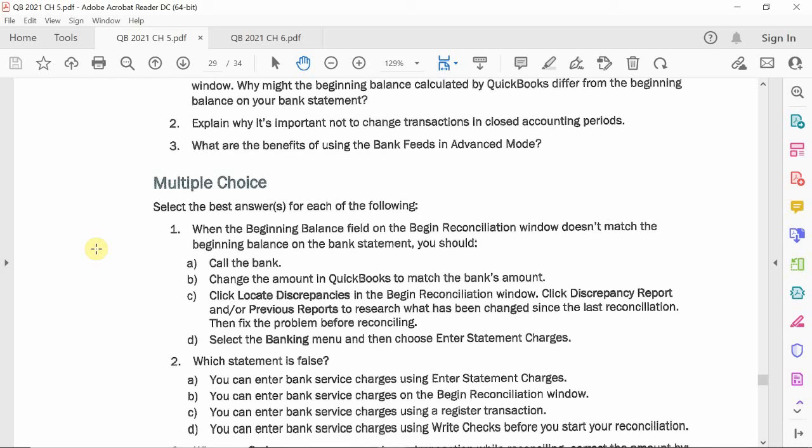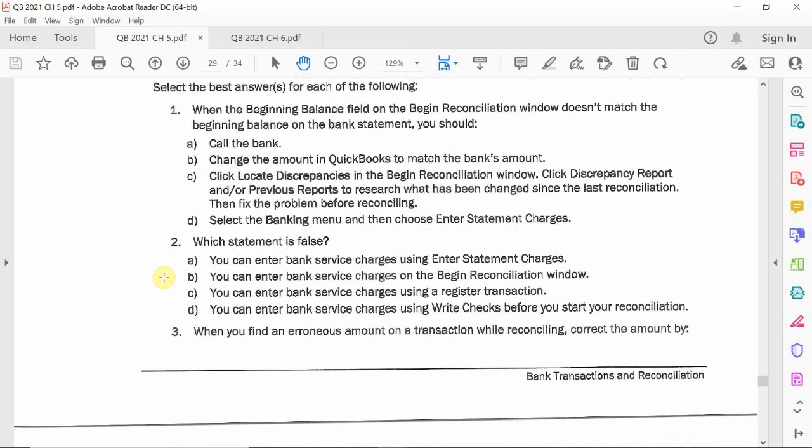C. You're going to click the locate discrepancy report in the begin reconciliation window, and you're going to find where your discrepancy is. So yes, letter C is correct. Number 2: which statement is false?